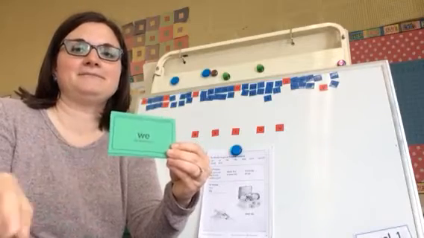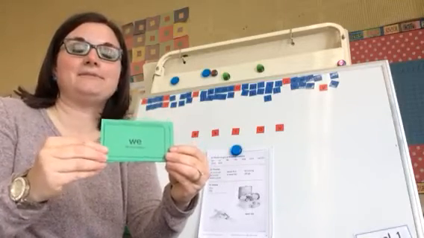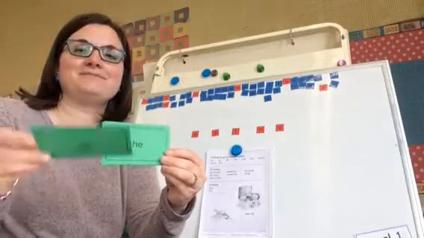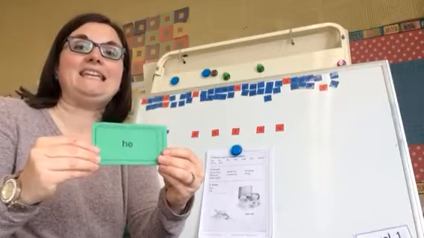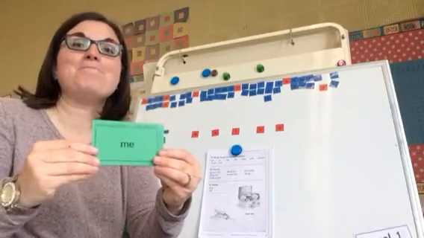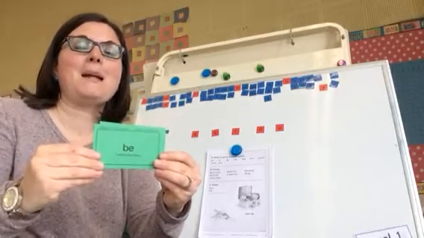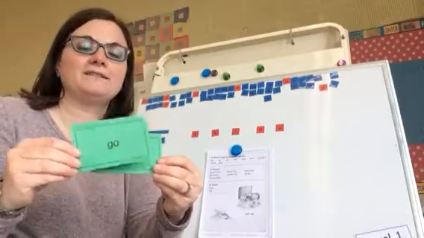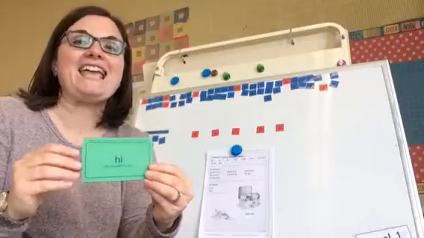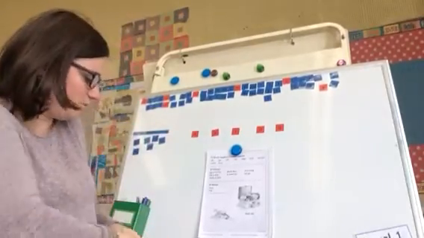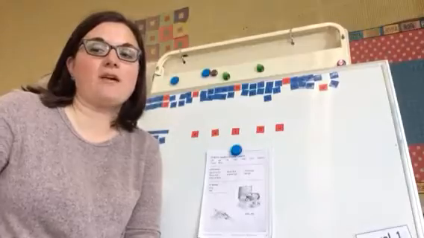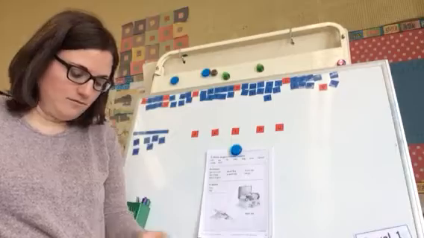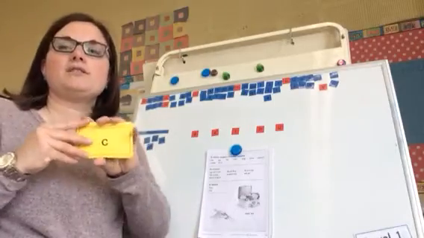She, we, so, he, me, be, go, high. Okay, so those are some common words where it ends with the vowel, which makes it an open syllable. Okay, now we're going to go through a few more phonogram cards just to remember that we know the different sounds.